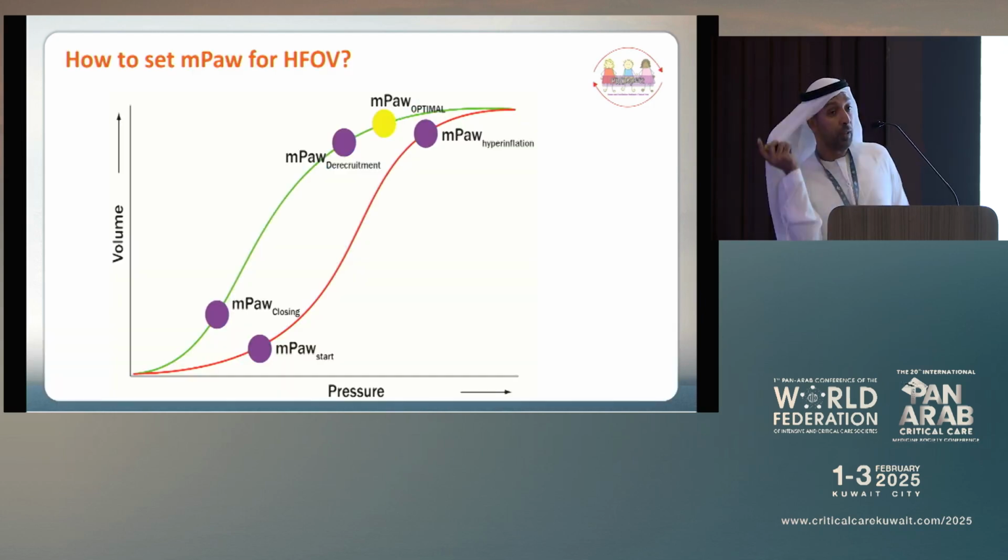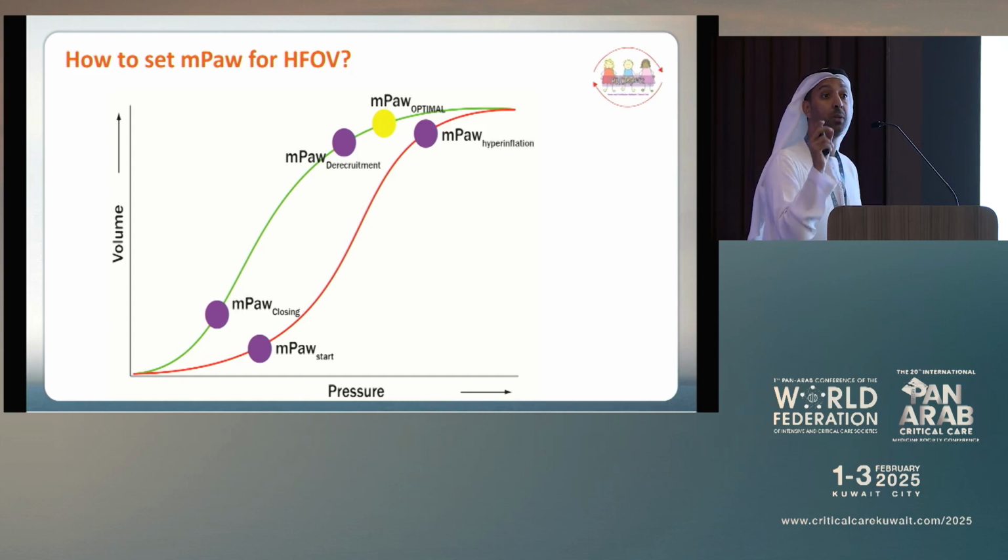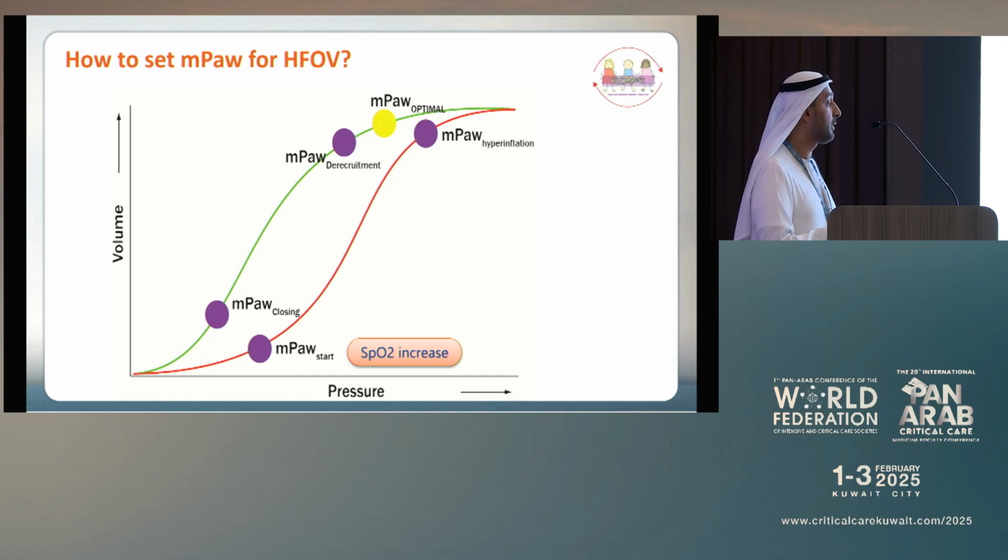So the same thing, if the patient is assigned to high-frequency oscillation, it is the same concept. But instead of PEEP, we use mean airway pressure. So we started with the mean airway pressure. At this area, this is when the saturation improves. We will monitor this as mean airway pressure recruitment.